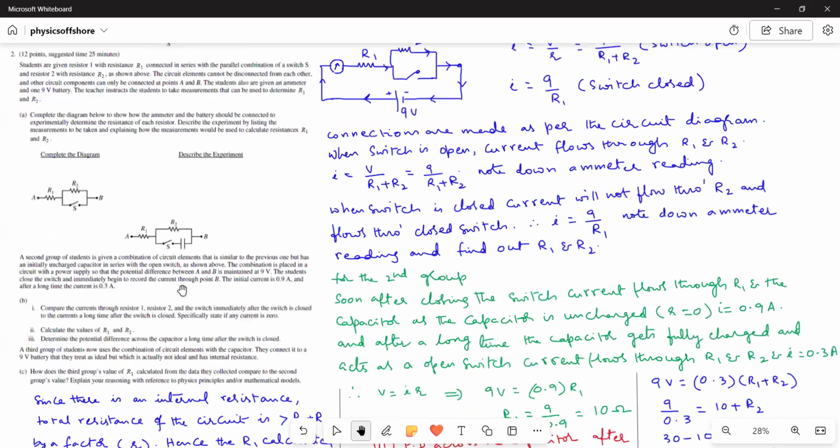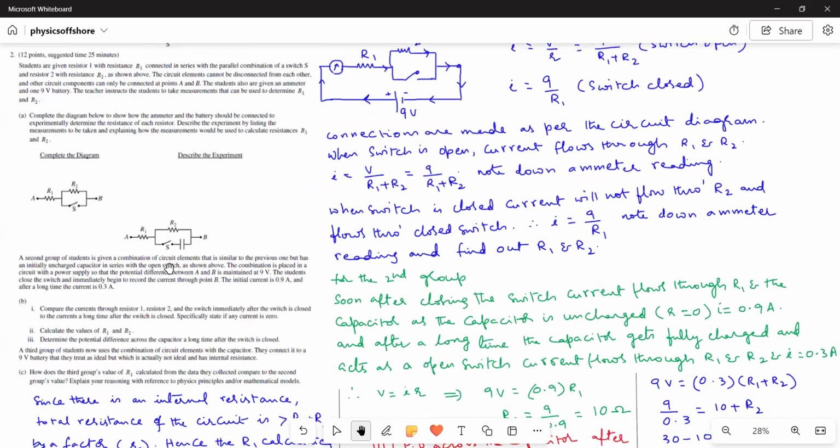A second group of students is given a combination of circuit elements that is similar to the previous one, but has an initially uncharged capacitor in series with the open switch as shown above. Here, along with the switch, they connected an uncharged capacitor. That is the difference between the previous one and this one. The combination is placed in a circuit with a power supply so that the potential difference between A and B is maintained at 9 volts.